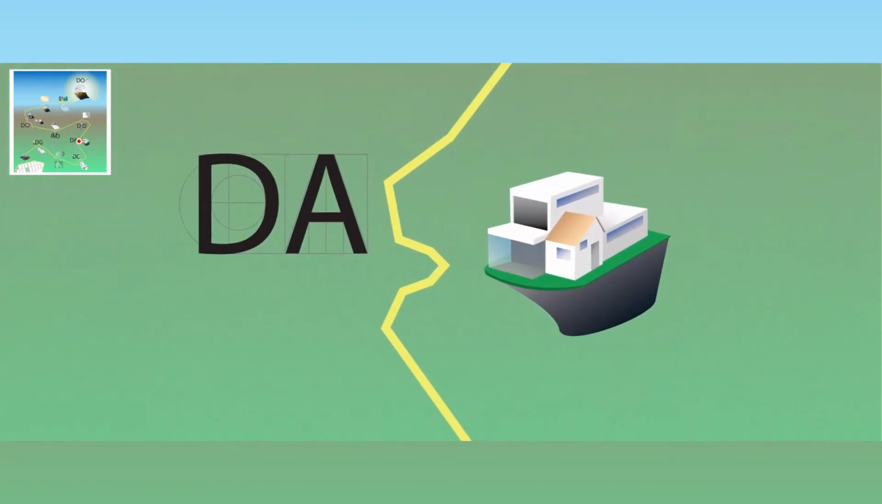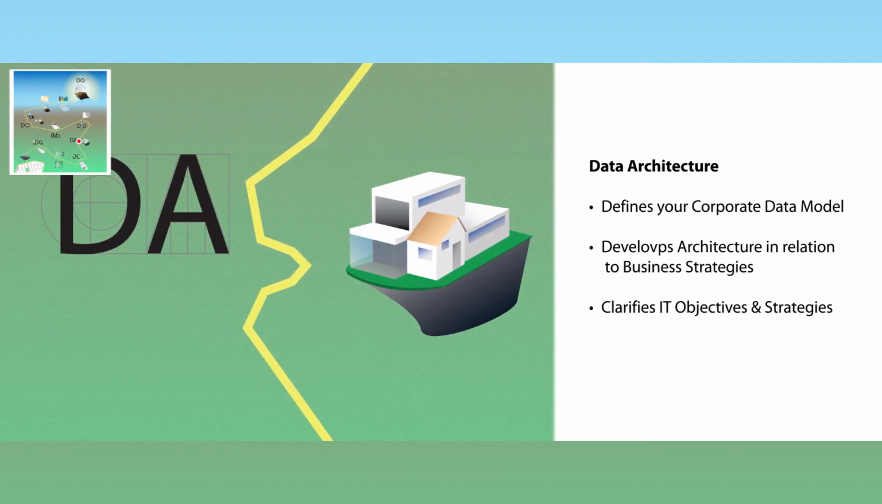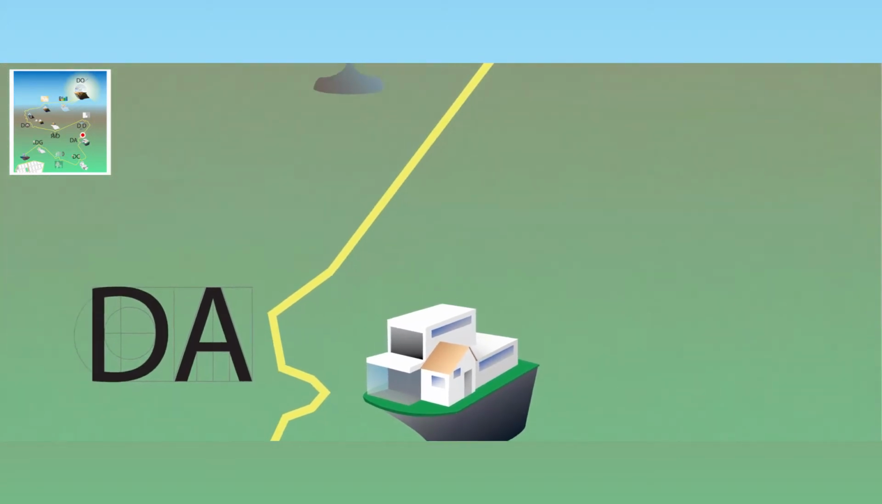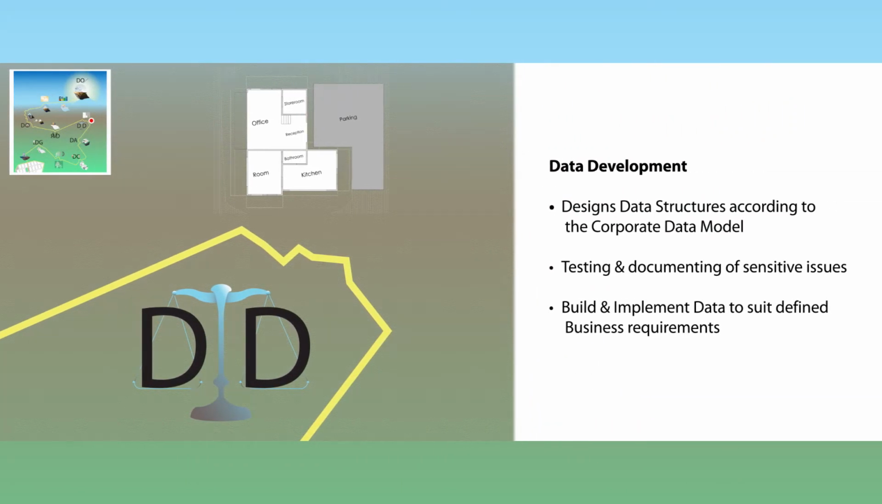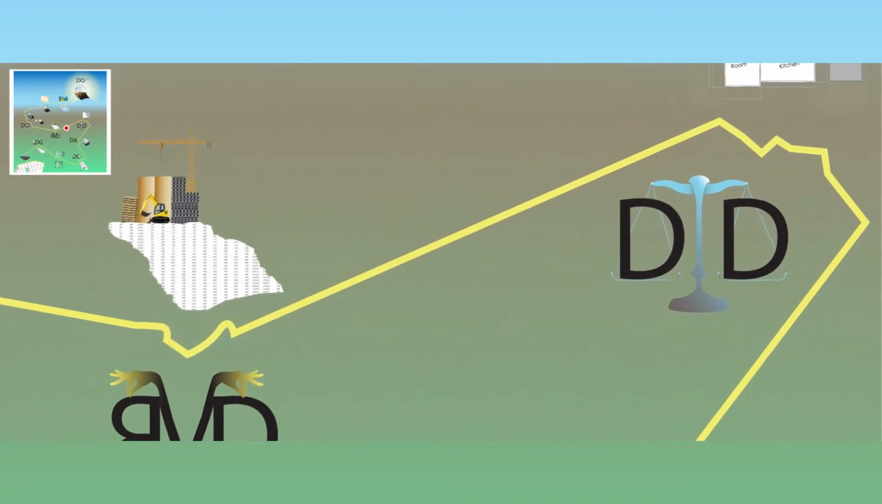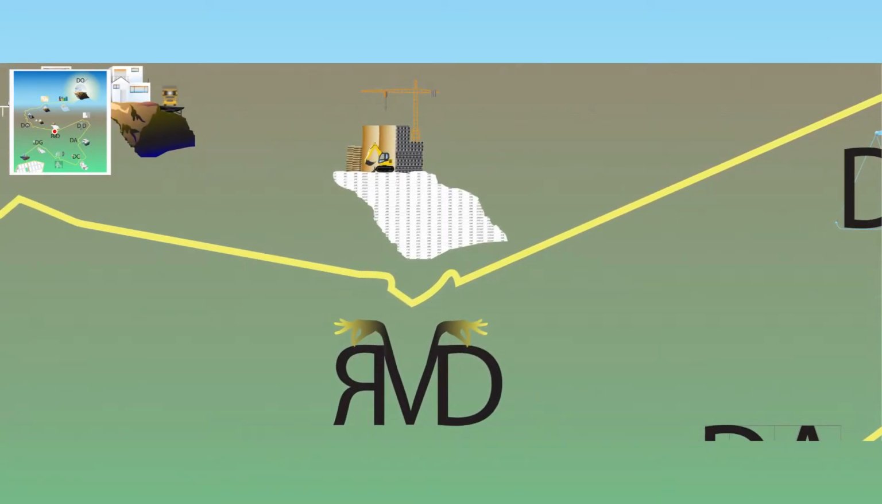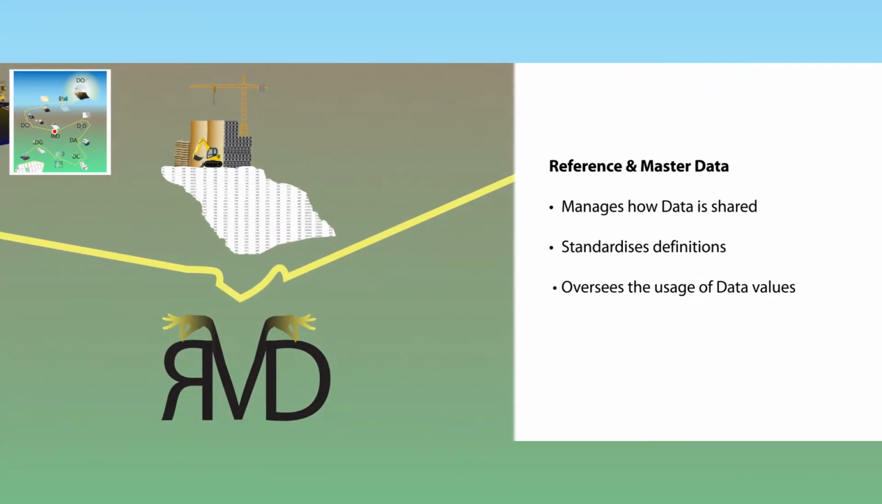Data architecture. A data architect designs the subject, logical, and conceptual data models from the project specifications. The data development team will design a physical data model from the data models designed by the data architect. The database will be created from these models. Reference and master data management. Reference and master data refers to the data itself, which is stored in the physical databases.